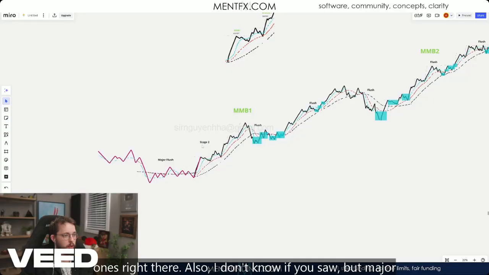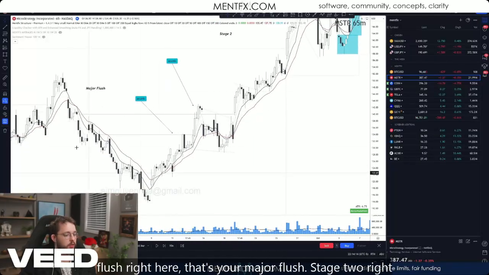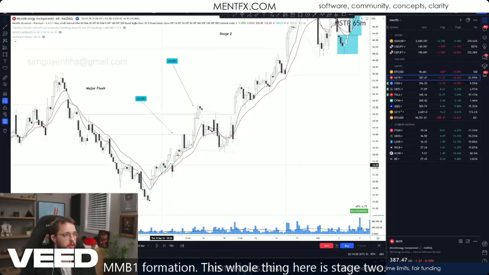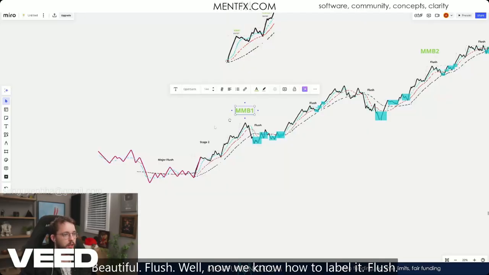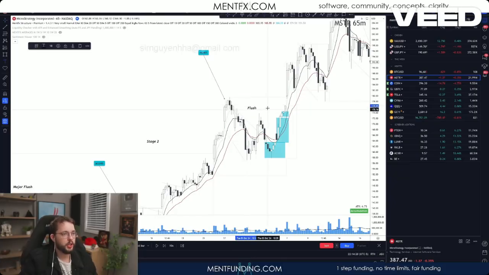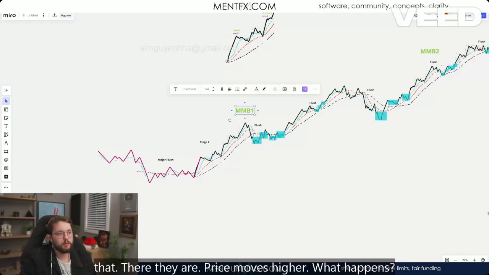Also, I don't know if you saw, but major flush right here. That's your major flush. Stage 2 right here, all the way up into the higher time frame MMB1 formation. This whole thing here is stage 2. Beautiful flush, well, now we know how to label it. Flush. Accumulation MBs for potential entry or momentum MBs after that.